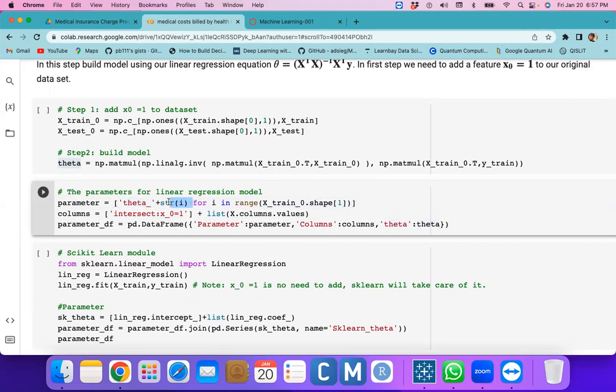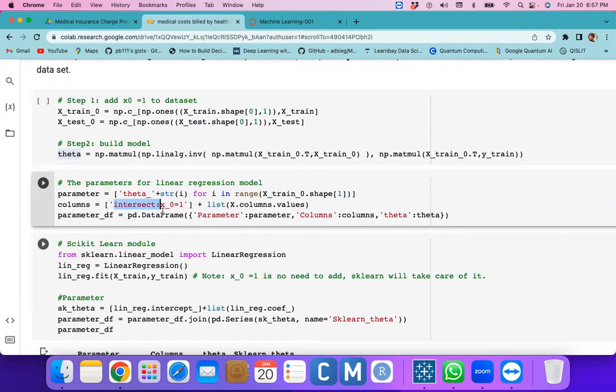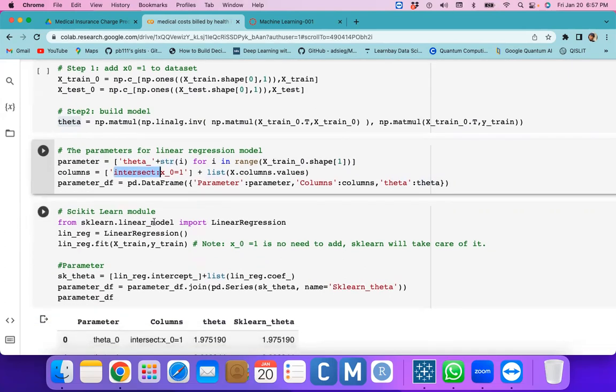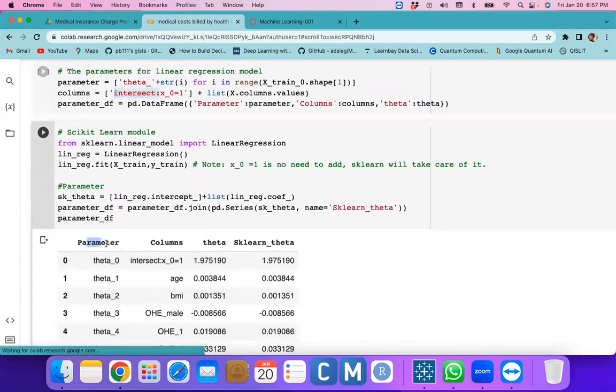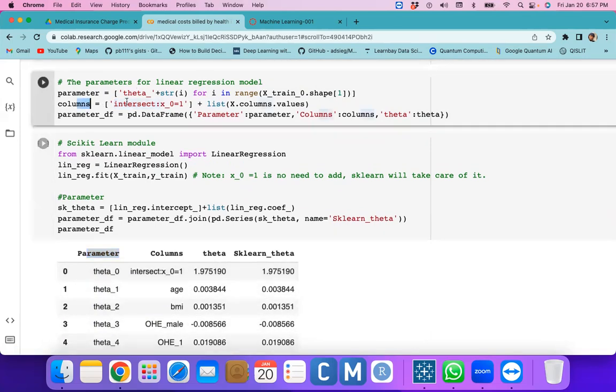Okay, and we are going to be creating the parameters and intercept. So columns and list of columns, and we are creating the new data frame. So this is the data frame. Parameters theta 0, theta 1, theta 2, and this is the column: x0, age, and BMI. This is the columns, right?